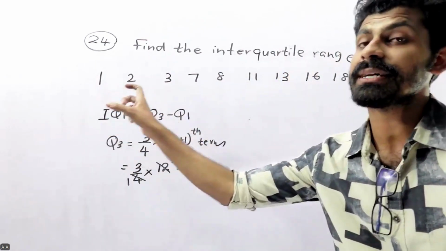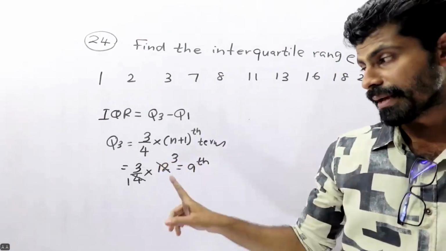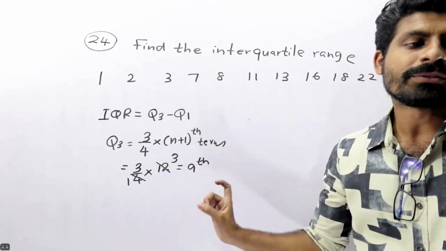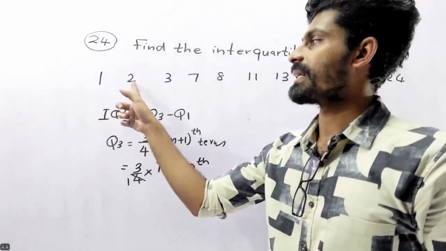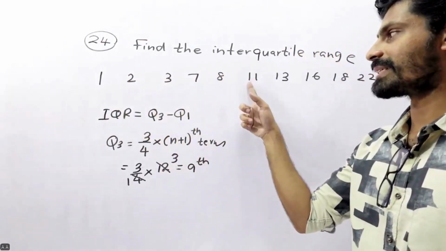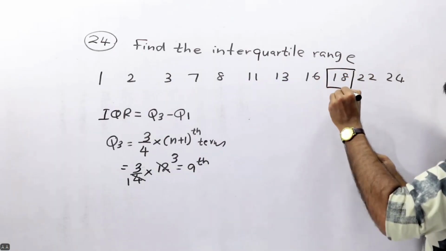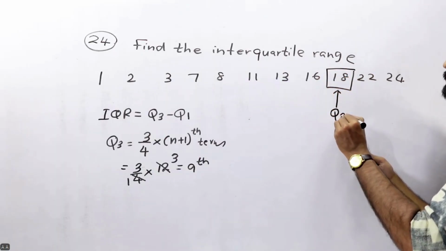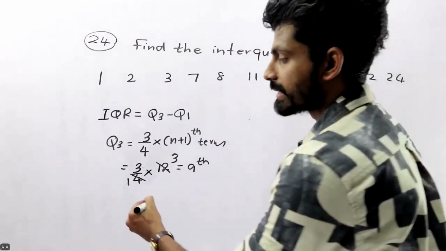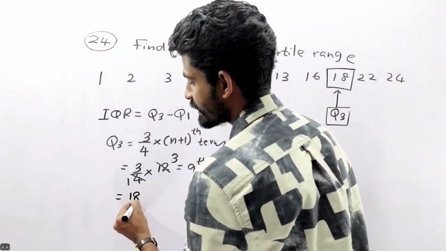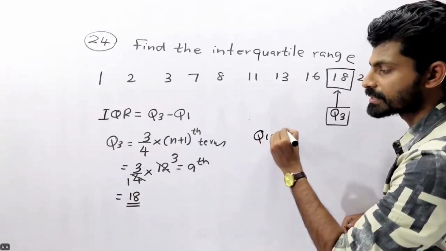First you need to write the data down in ascending order. So what is Q3? Q3 means the ninth number: first one, second one, third one, fourth one, fifth one, sixth one, seventh one, eighth one, ninth one. So this is the ninth number, that means Q3. 18 is the answer.